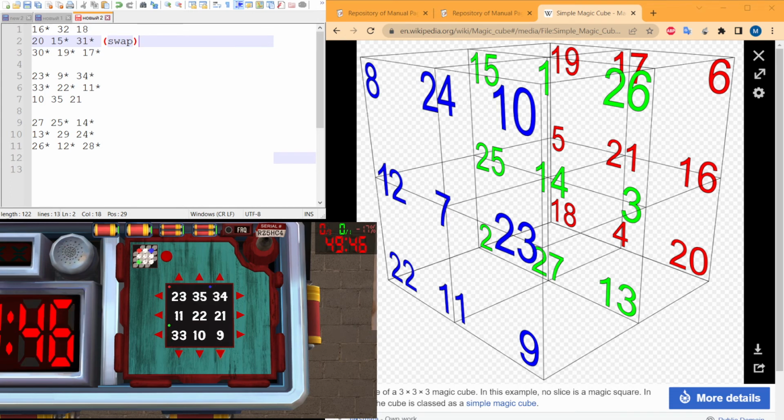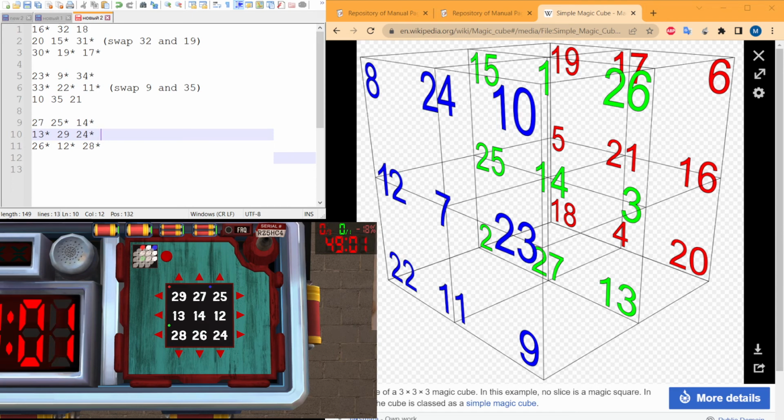23, 34, 10, and 21. Okay, how do I do this? Okay, like this. Yeah. Middle row is going to be 32, 21, 22, 11, and once again 35 and 9 need to be swapped, so we'll mark that. You don't actually have to write down the pair of numbers you need to swap, but I will do that for reference.